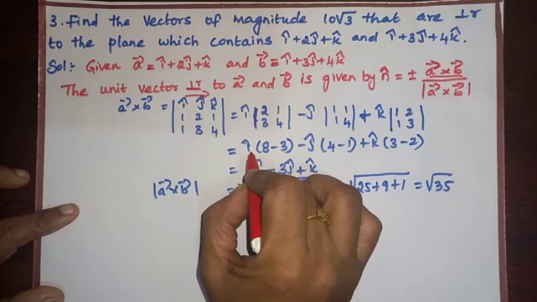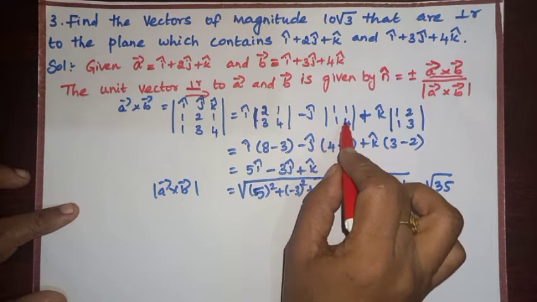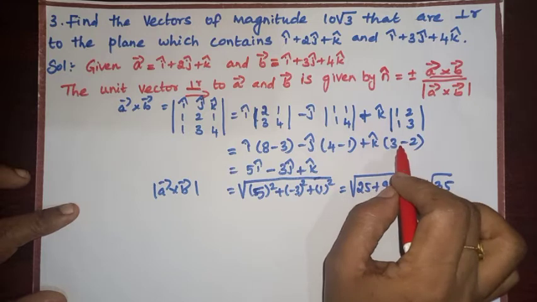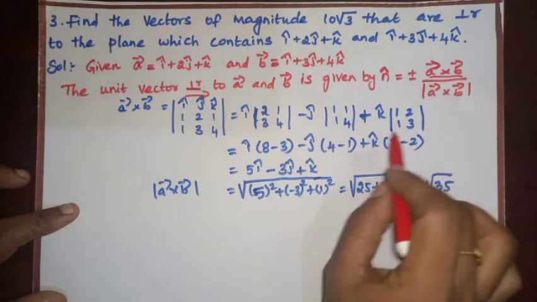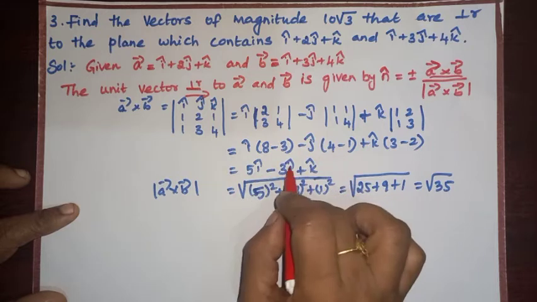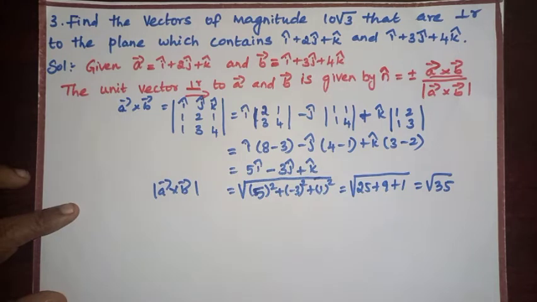So which is equal to i vector, 2 4s are 8, 8 minus 3, minus j, 1 4 is 4 minus 1, plus k, 3 1s are 3 minus 1 into 2 is 2. 8 minus 3 is 5, 5i. 4 minus 1 is 3, minus 3j. 3 minus 2 is 1, plus k.